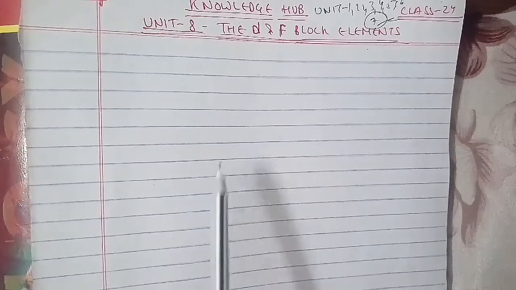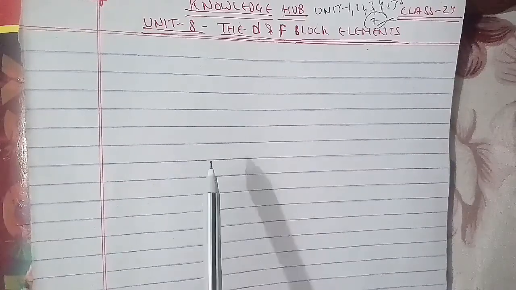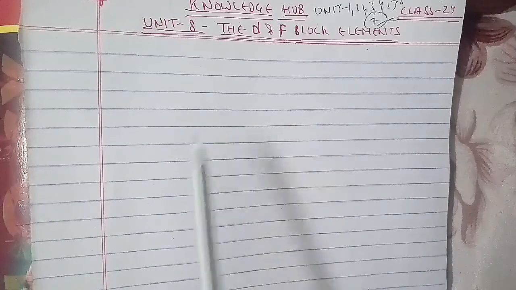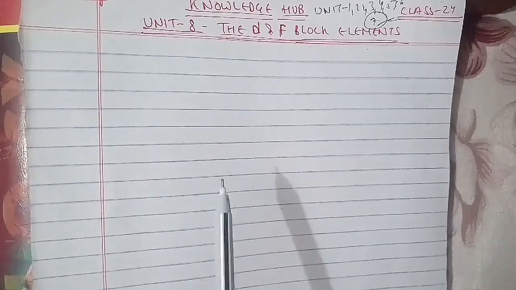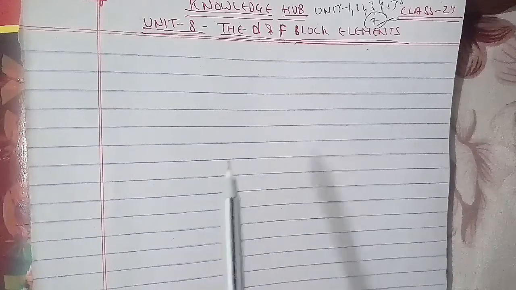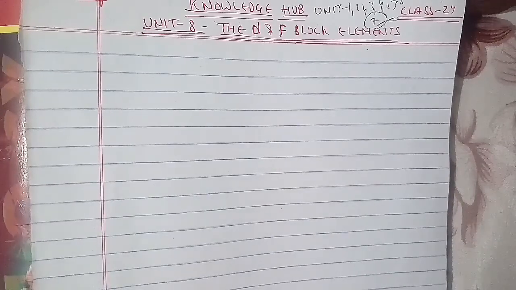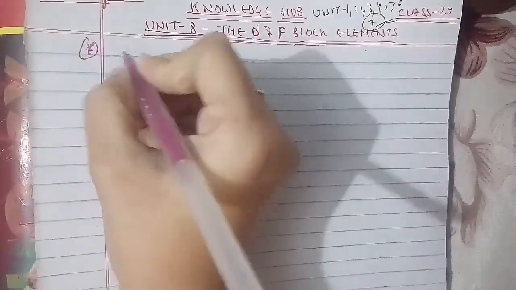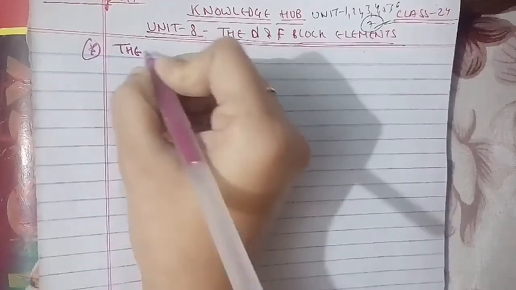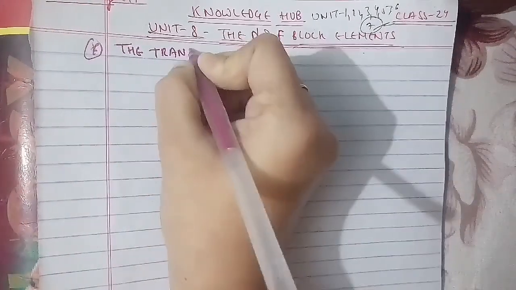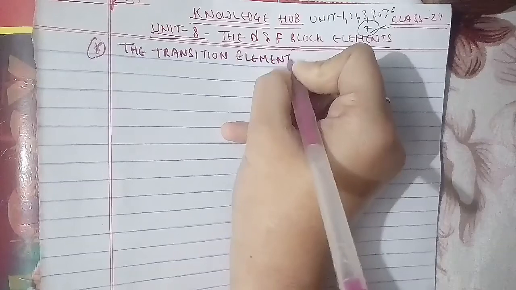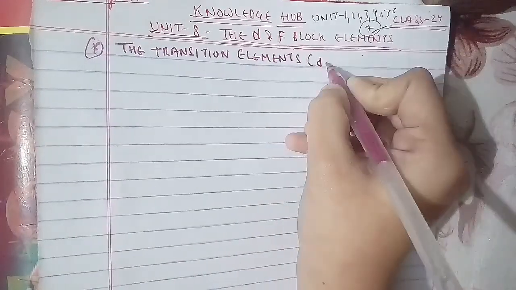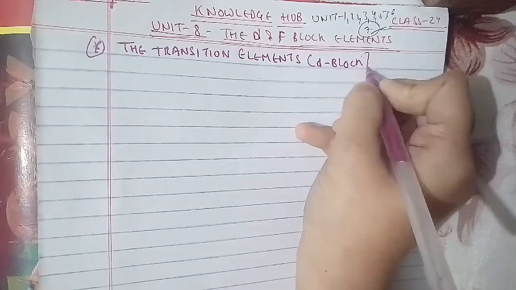In the same way, we'll discuss the transition elements, which is the d block. First we'll discuss their position in the periodic table, and then we'll go ahead and continue from there.